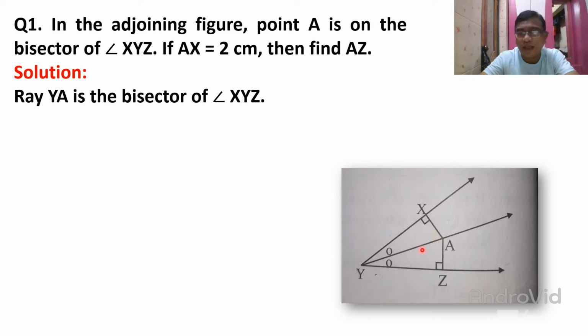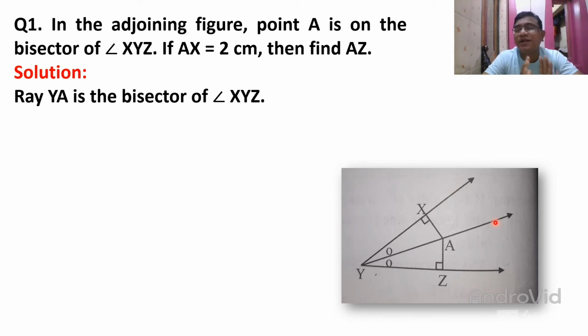See, YA is the angle bisector. Which angle? Angle XYZ. This YA is the angle bisector. Angle bisector means the angle is divided into two equal parts. Suppose angle XYZ is 60 degrees, then it is bisected, divided into two equal parts, one is 30 degrees, another is 30 degrees. That is called an angle bisector.